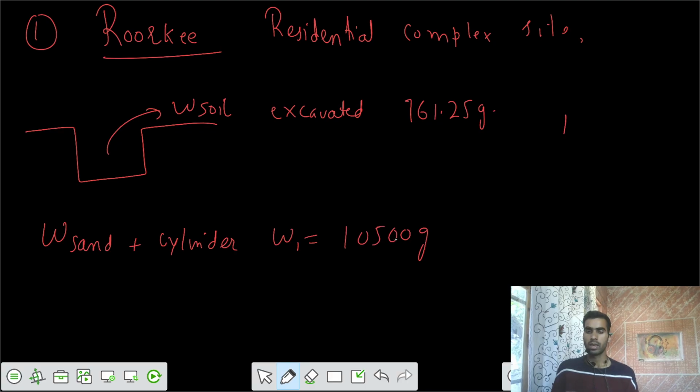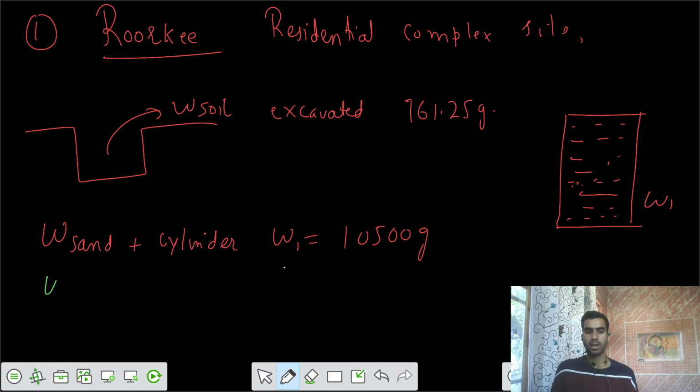That was in this way: we have the cylinder, this calibrated cylinder. It has some weight of W1, and there is some cylinder weight, W cylinder, plus we have some sand also, such that W1 is finally 10500 grams. After that, we have the second stage, that is the weight of sand plus cylinder.